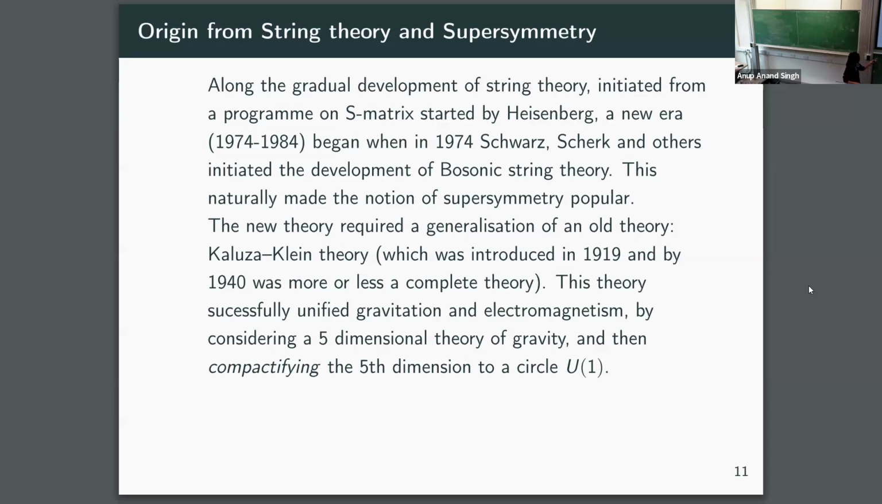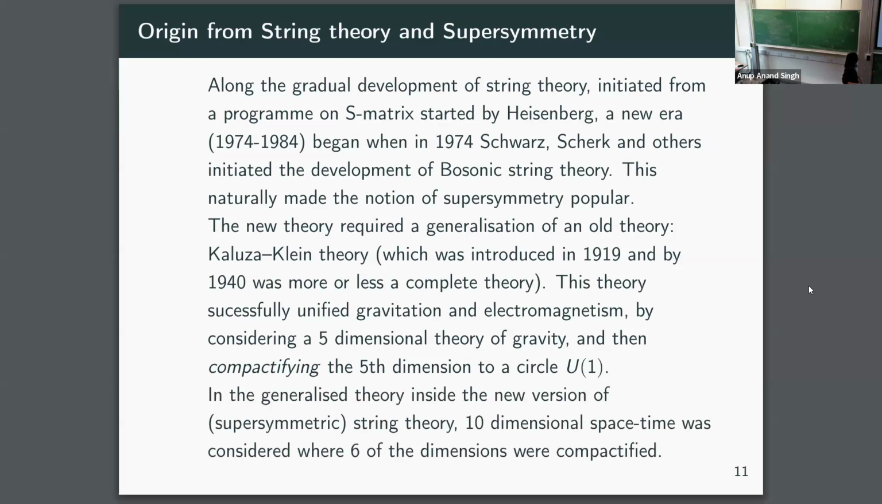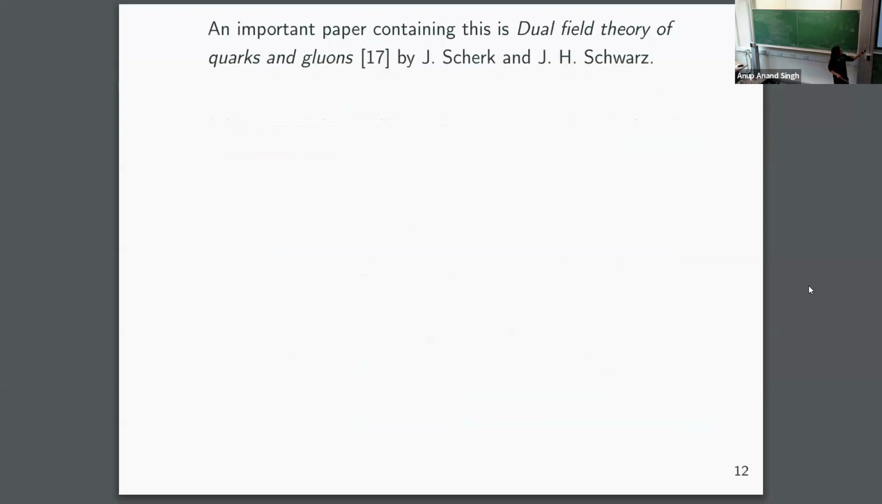That's not a coincidence. And so for the generalized theory, the supersymmetric string theory, they consider 10-dimensional space-time, where the compact part is precisely dimension 6. At that time, they didn't have any idea. So this is a paper which talks about this.